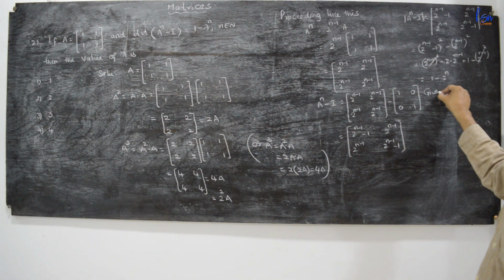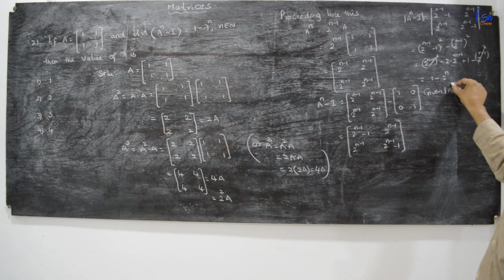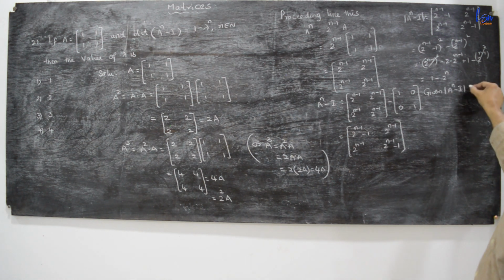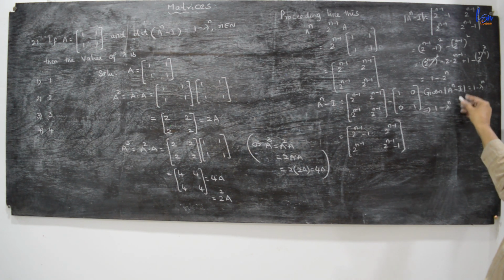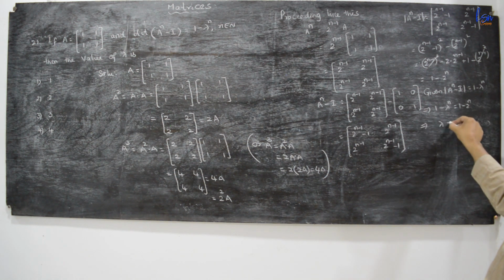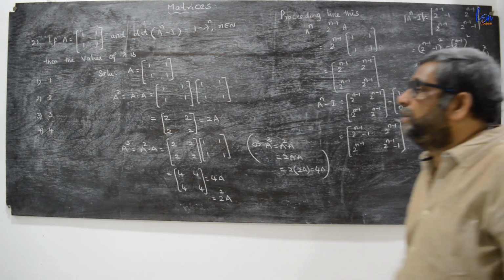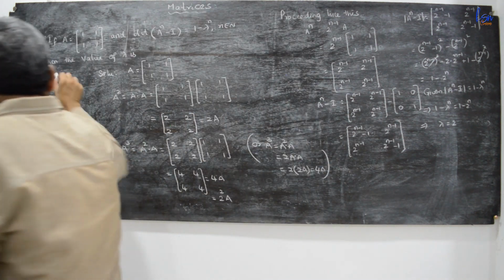Given det of A power n minus I is equal to 1 minus lambda power n. It implies 1 minus lambda power n is equal to 1 minus 2 power n, which implies lambda is equal to 2. Therefore our option is second, 2.